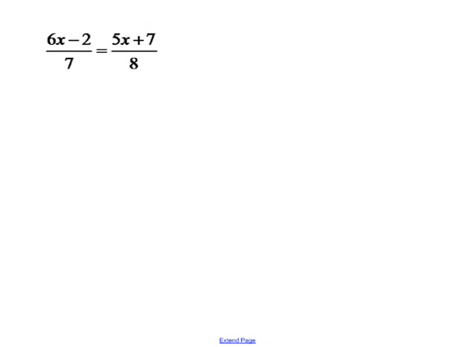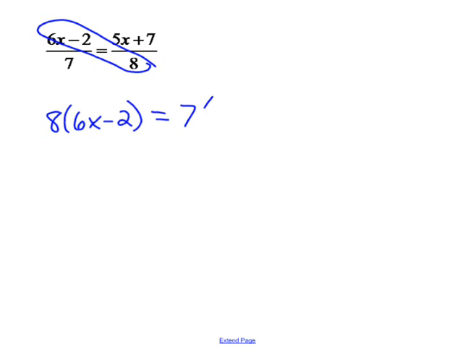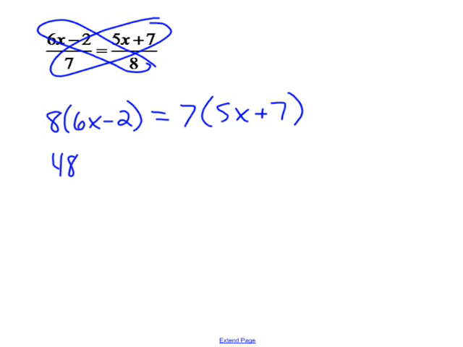For this one, we're going to multiply our cross products. It doesn't matter which you do first. 8 times 6x minus 2, and that has to equal 7 times 5x plus 7. Now you just have a regular linear equation that you can solve. We want to distribute. 48x minus 16 equals 35x plus 49. I said 49 and wrote 14.